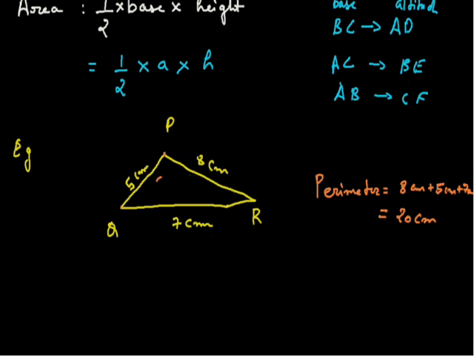Now if I have to calculate the area and I am given the height, that is, if the height of this triangle is 4 centimeter, then area will be half into base. Whichever side the altitude is on, it is on QR, so base will be 7 and height will be PM, that is 4 centimeter.